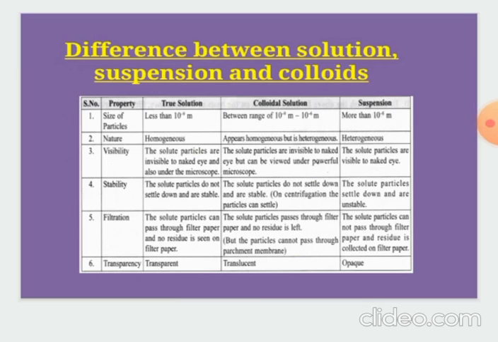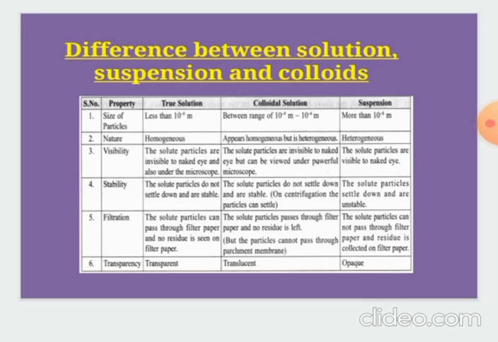This table will show the difference between solution, suspension and colloids. The first property is size of particle. In the case of true solution, the size of particle is very small, between 0.1 to 1 nanometer. In the case of colloidal solution, size is between 1 to 1000 nanometer, and in the case of suspension, size is greater than 1000 nanometer. The second property is nature of the solution. In the case of true solution, the nature is homogeneous. Colloidal solution is heterogeneous, but it appears homogeneous. And suspension is also a heterogeneous solution.